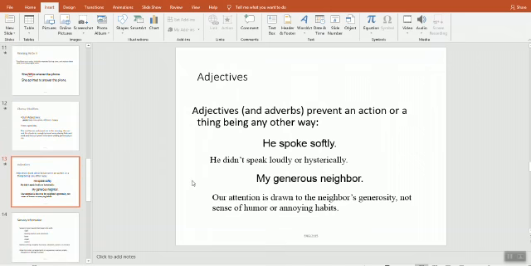Now, adjectives. We should add adjectives and adverbs to make an action more prominent, because they change the way an action actually happened. For example, if you just say "he spoke," or "he spoke softly," that is not so descriptive. If you say he did not speak loudly or hysterically, it seems more descriptive. So we should try to elaborate whatever we want to say with some words which might appeal to the senses of the reader, or to the imagination of the reader.